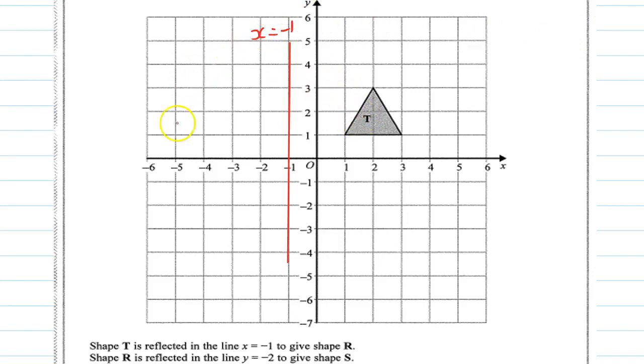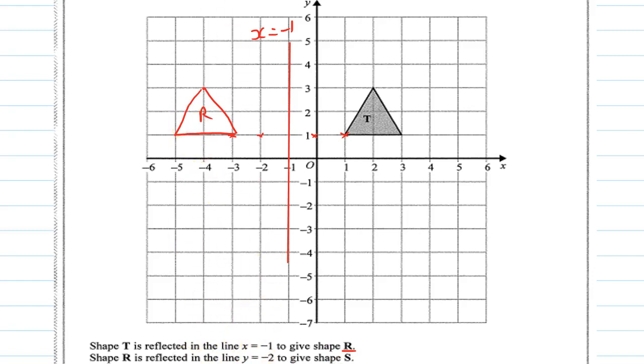So this is the line x equal to -1. If it is reflected in x equal to -1 to give shape R, from this line it is 2 points away. So it will be 2 points away here, and this is 2. So let's join this one, and this is the middle part, and you can join them. So this will be R. T is reflected to give shape R. Now R is reflected.